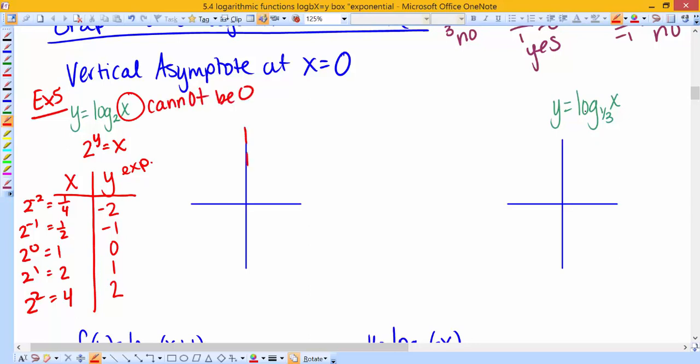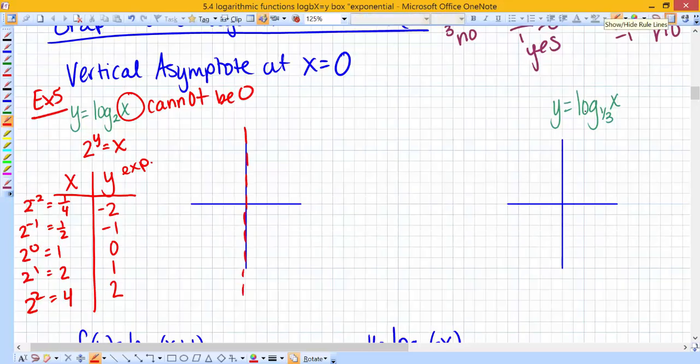So I have to put a vertical asymptote here, so that way I remember my graph cannot cross that axis. Now let's plot some points.